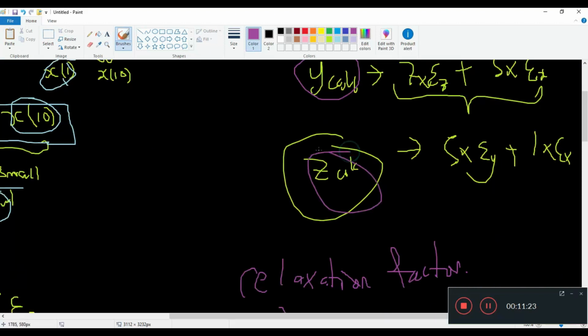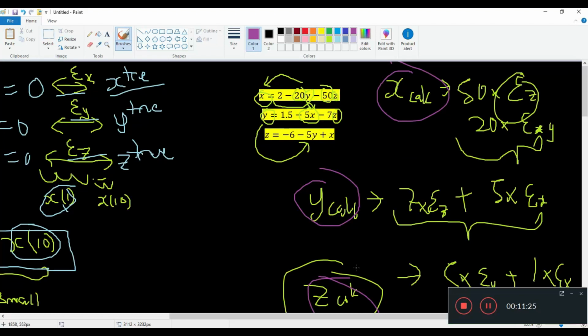When you pay attention to the x, y, and z calcs here, we notice that the coefficients of these, for example, y and z here, are all greater than 1. How are we going to make it such that all these factors are now less than 1?